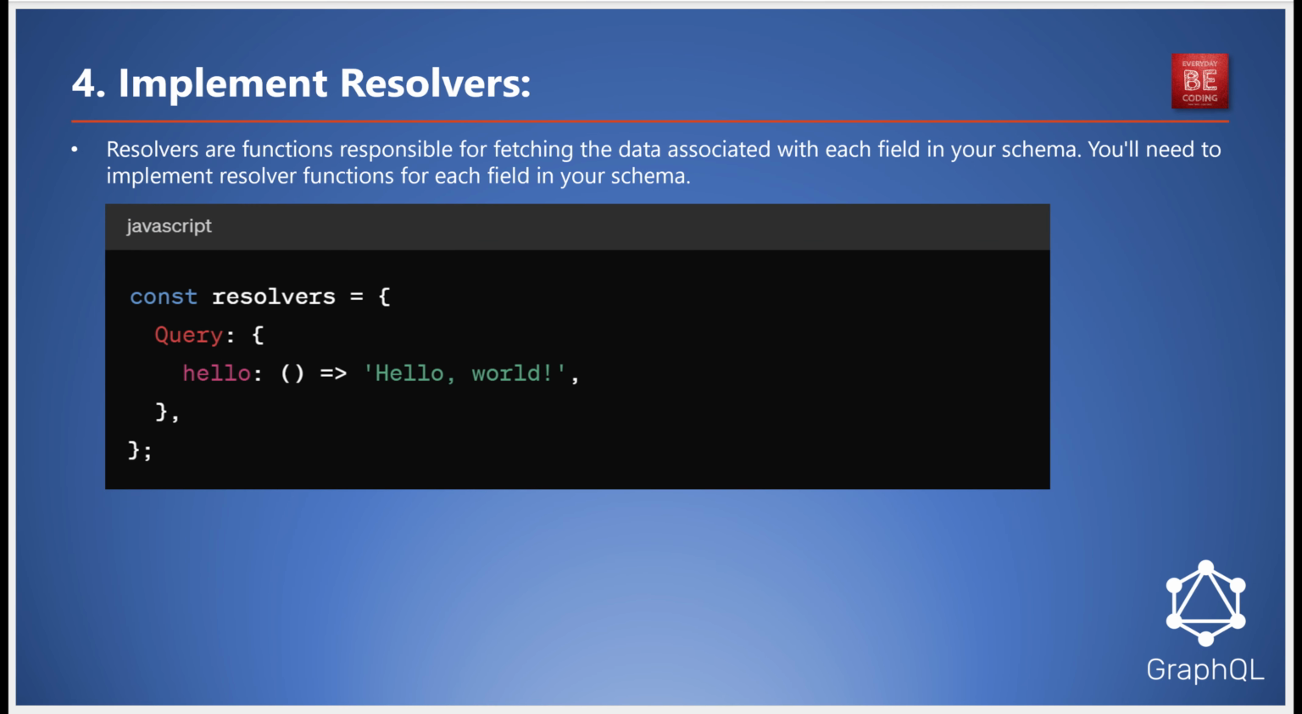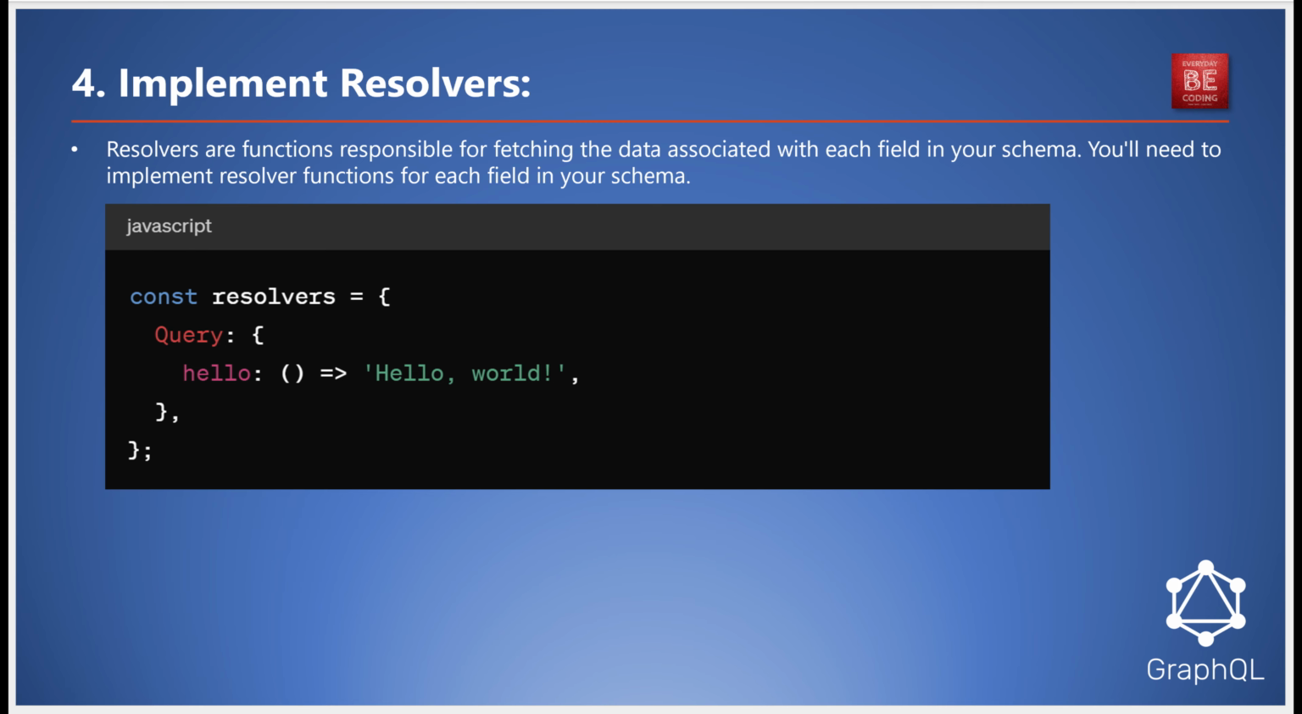Now, implement your resolvers. These are functions that fetch the data for each field defined in your schema. For the hello field, a resolver would simply return "hello world." This connects your schema to actual data sources, breathing life into your server.